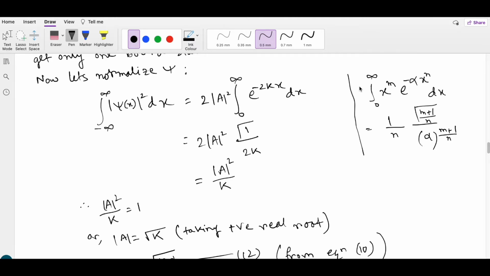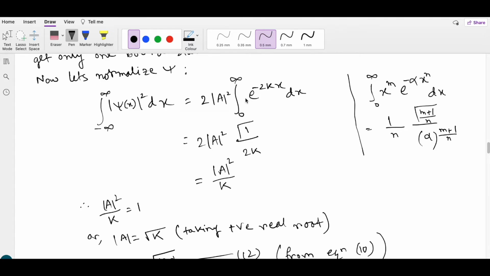and there is a standard gamma function integral. You must remember this formula, it will be very helpful for many integrations in quantum mechanics. The formula is the integral of x^m e^(-αx^n) dx, integrating over 0 to infinity, we get (1/n) gamma of (m+1)/n divided by α^((m+1)/n). We are just using this formula here.